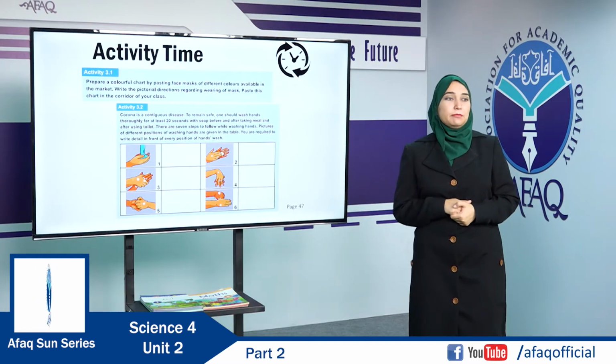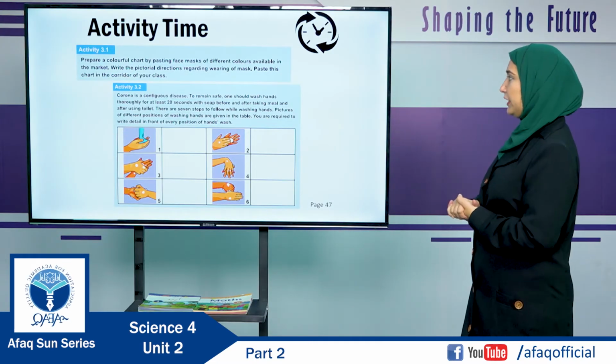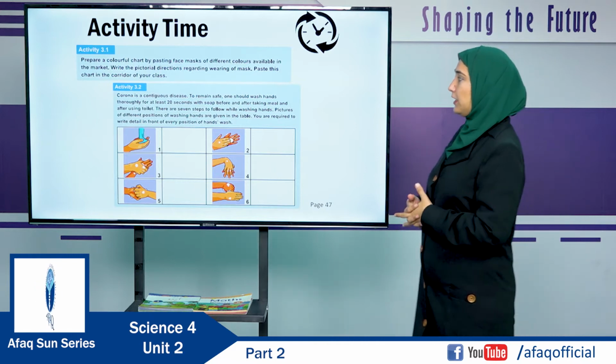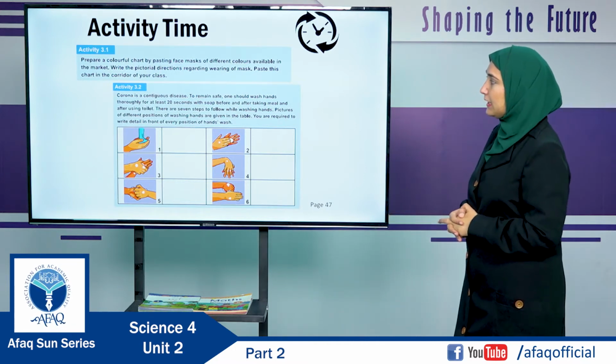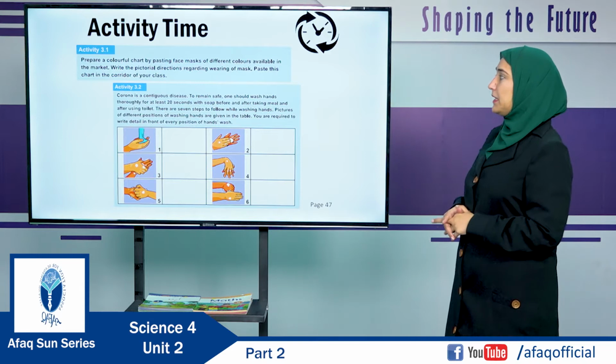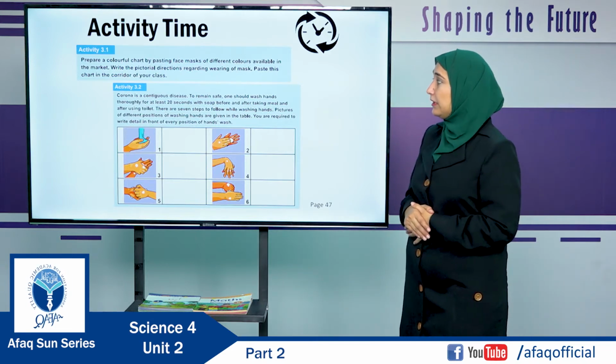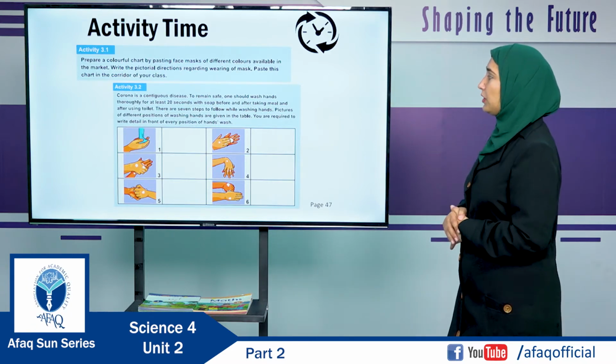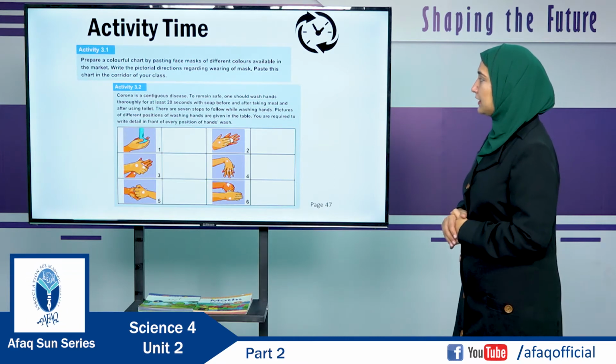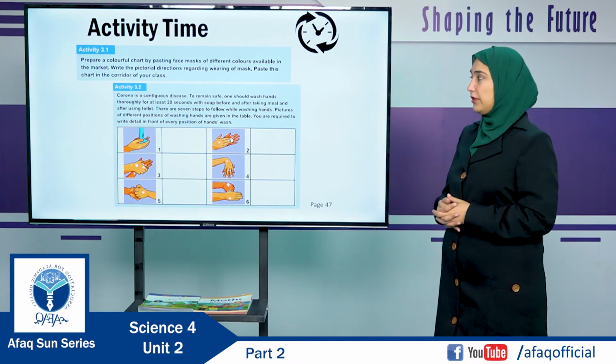Now it's activity time, students. Open your book, page number 47. Here 2 activities are given. Read their statements. Prepare a colorful chart by pasting face masks of different colors available in the market. Write the pictorial directions regarding wearing of mask. Paste this chart in the corridor of your class.